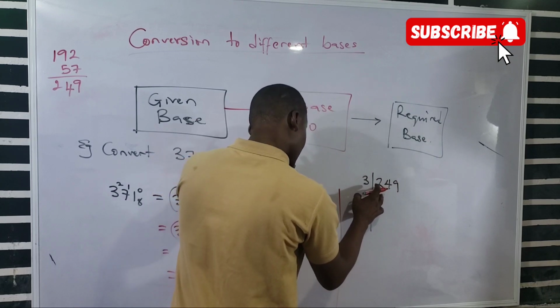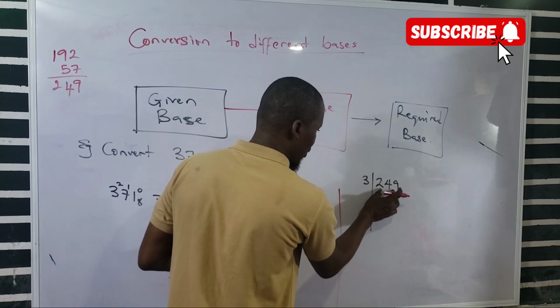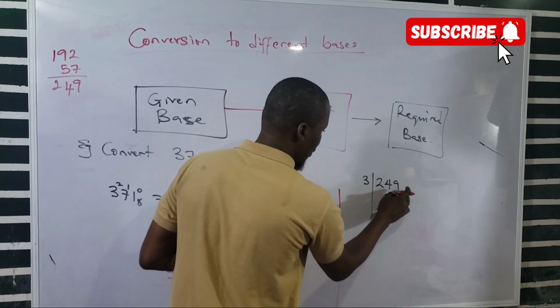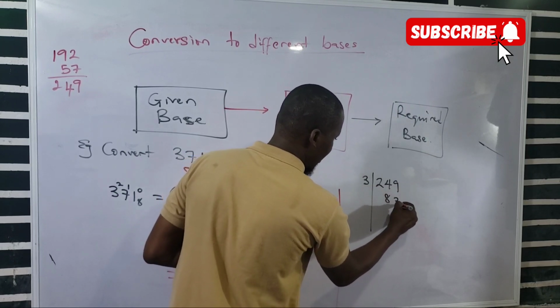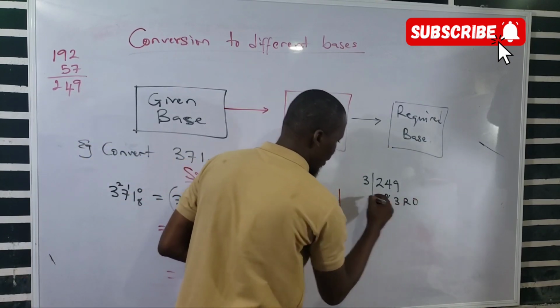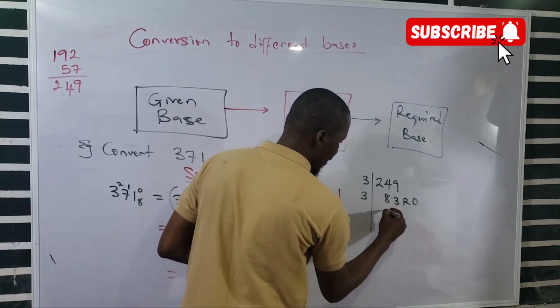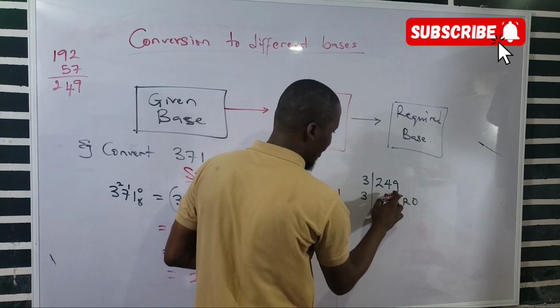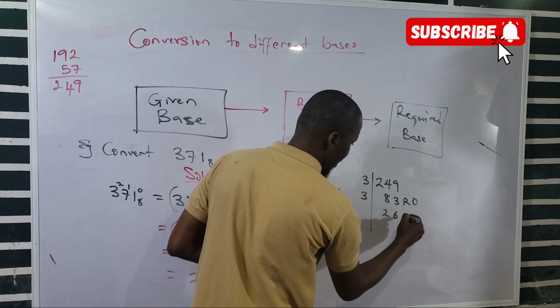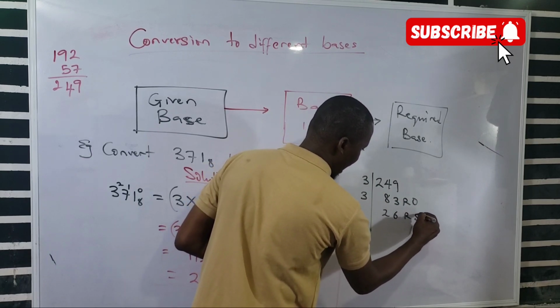2 in this will not go, so I will take the 2. 3 in 24 will give me 8. So 3 in 9 will give me 3. So that will give me 83 remainder 0. 3 again, 3 here will give me 2. I have remainder 2, put it here. 3 here will give me 6, remainder 5.